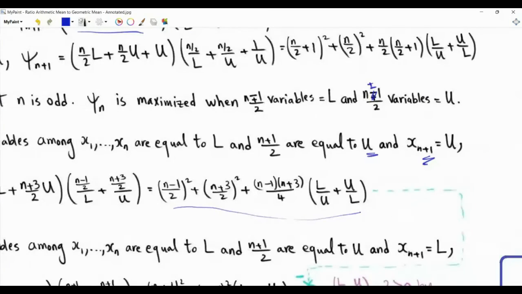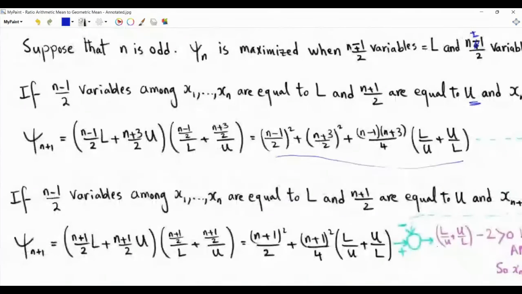But what if we take x_{n+1} to be equal to L? In this case, we will make the number of variables equal to L and u equal, because we started with (n-1)/2 variables equal to L and (n+1)/2 variables equal to u. Now the extra variable x_{n+1}, when n is odd, we will set it to L. So now we have (n+1)/2 variables that are equal to L, and (n+1)/2 variables that are equal to u. Now you will achieve another objective. Now these two are not the same. So which one is better?